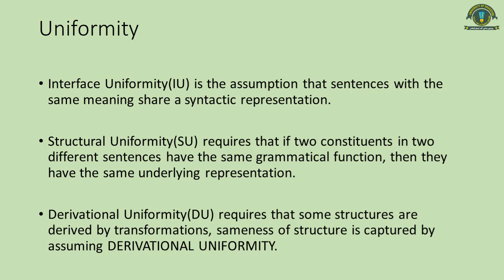Number two is structural uniformity. That is how uniform structures are made when arranging the different constituents in a sentence. It requires that if two constituents in two different sentences have the same grammatical function, then they have the same underlying representation. The third one is derivational uniformity, which requires that some structures are derived by transformations. Sameness of structure is captured by assuming derivational uniformity.